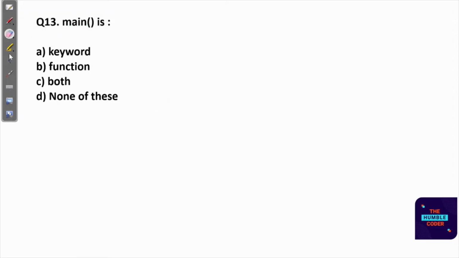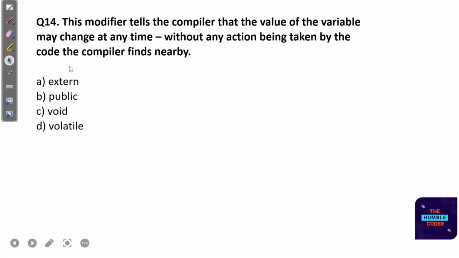So let's move on to the next question now. The next question is: this modifier tells the compiler that the value of the variable may change at any time without any action being taken by the code. The four options that we have are extern, public, void, and volatile. So the correct answer for this question will be option D, volatile.